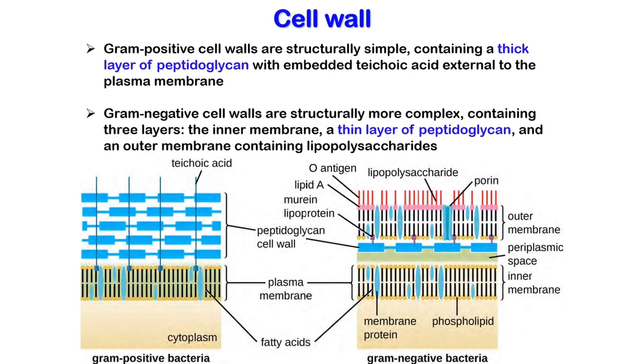The gram-negative cell walls, however, are structurally more complex as they contain 3 layers. They contain an inner membrane, just a thin layer of peptidoglycan, but then they also have an outer membrane, and this contains lipopolysaccharides, or LPS. If you remember, we said previously that the immune cells in humans can't recognize the peptidoglycan in the gram-negative cells because this peptidoglycan cell wall is buried. Instead, the immune cells recognize the LPS.